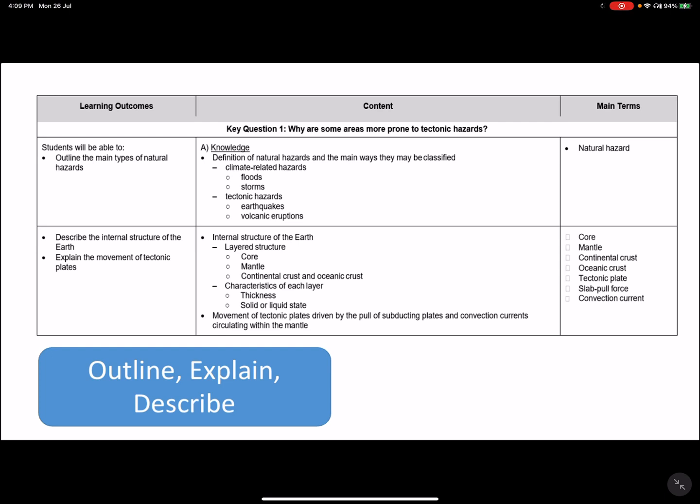So, can you opt not to do this? No. Short answer, no. What are the key areas that we are going to look at? If you look at KQ1, the component where we look at tectonic hazards, the internal structure of the Earth and also the movement of plates driven by convectional currents, these are either describe, explain, or outline questions, meaning no OEQ. No open-ended question will come out from this section because you don't have factors to toggle.